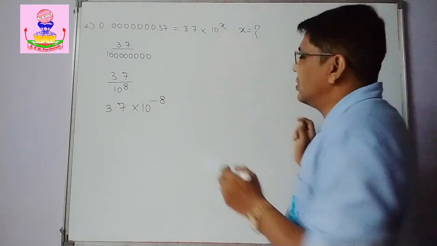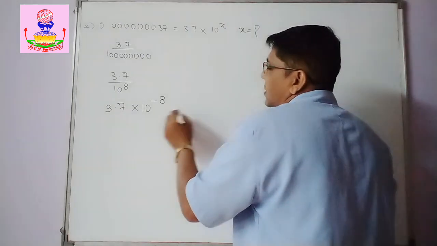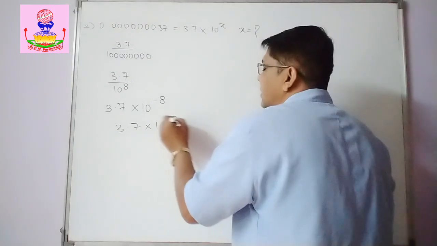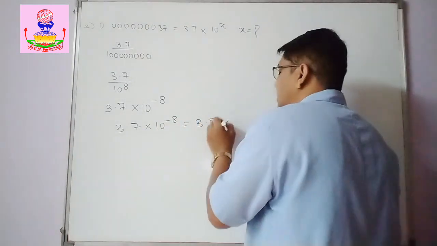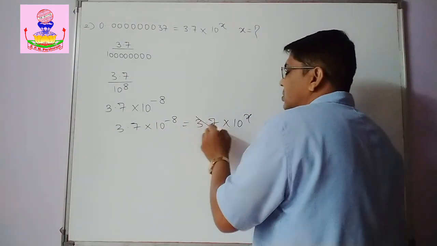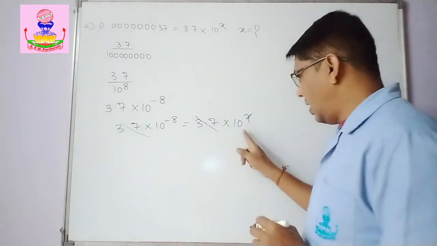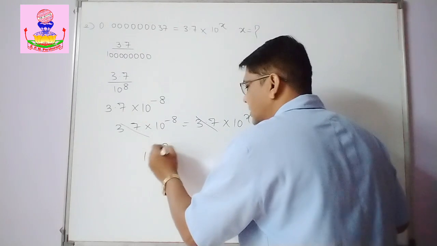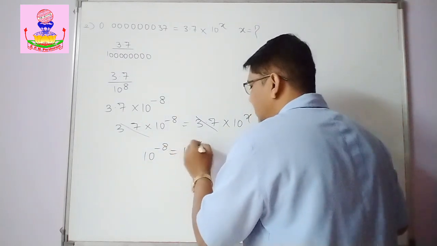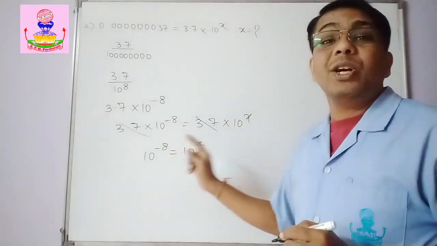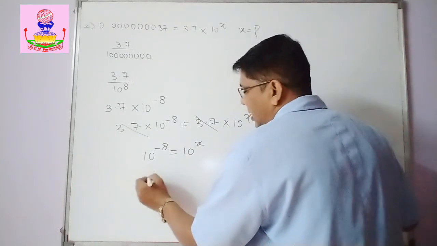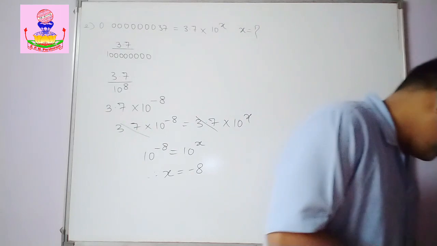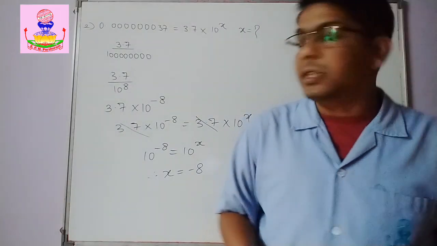Now we will compare this. 3.7 into 10 raised to minus 8 is equal to 3.7 into 10 raised to x. So 3.7 gets cancelled. Comparing the powers only, 10 raised to minus 8 is equal to 10 raised to x. Bases are the same, compare the power. Therefore, x is equal to minus 8. Option number third.